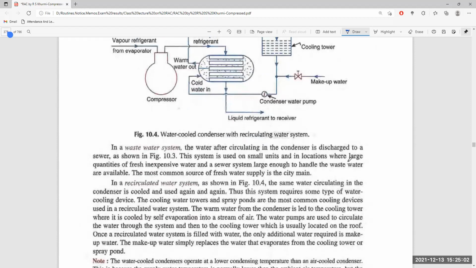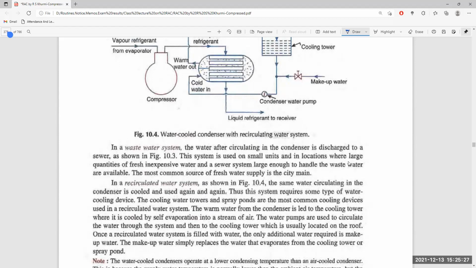In the wastewater system, after circulating in the condenser, the water is discharged this way. As we have shown earlier in the picture, this system is used in small units and in locations where large quantities of clean, inexpensive water and a sewer system large enough to handle the wastewater are available. The most common fresh water supply is the city main.